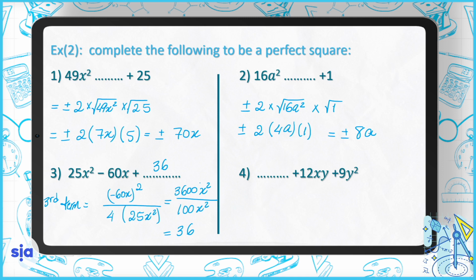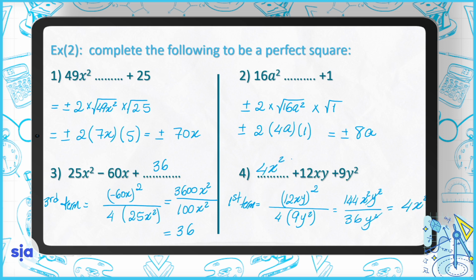Question 4. Here we're looking for the first term. So we know that the first term equals the middle term squared divided by 4 times the third term. If you simplify this, it's 144 x squared y squared divided by 36 y squared. Y squared and y squared are crossed out together, so the result here is 4x squared. So the missing part here is 4x squared.